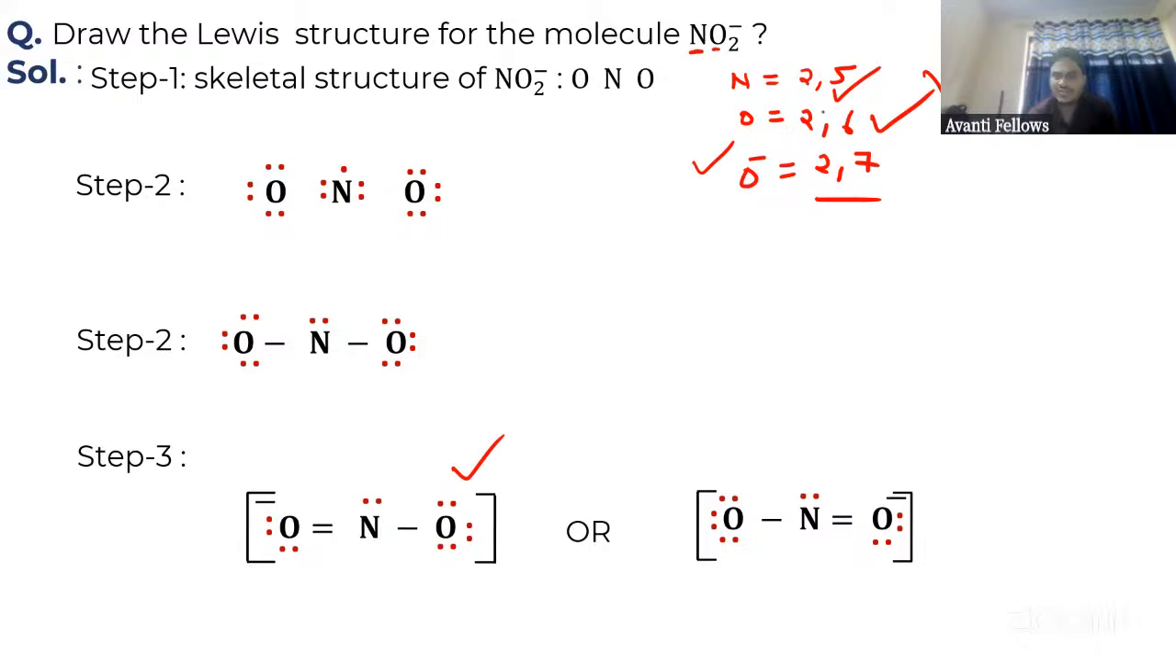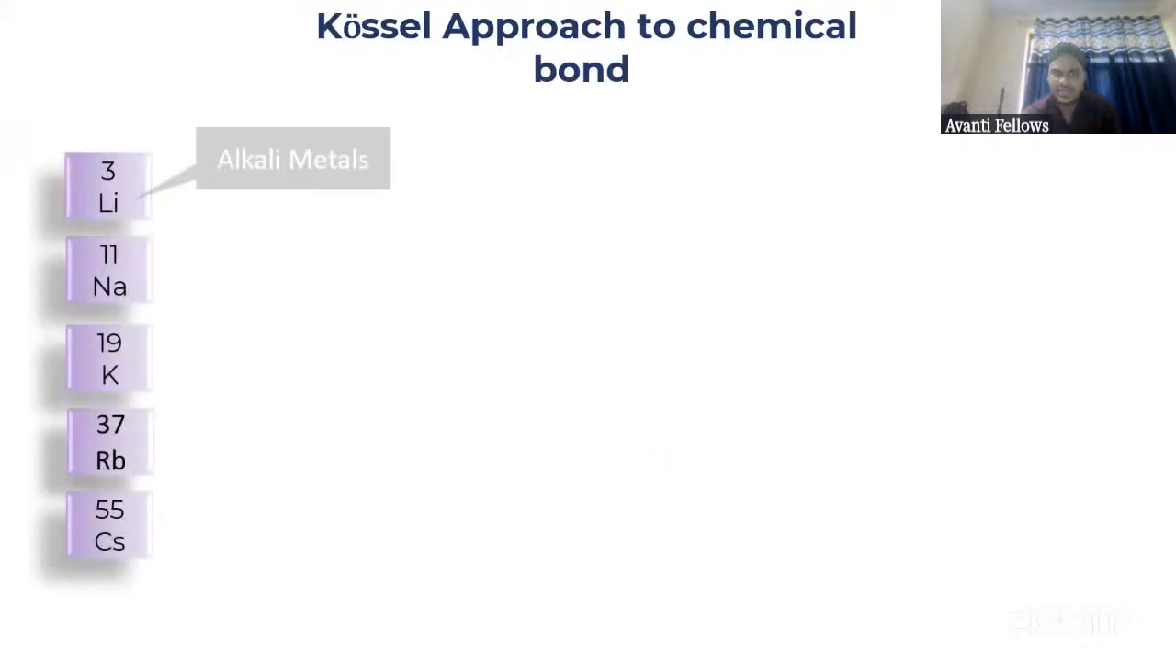So out of 5 electrons, 3 electrons get consumed: one in the single bond, two in the double bond. So this is the structure of NO2. So we can write the structure of NO2 negative like this. So this is the Lewis dot structure of NO2 negative.